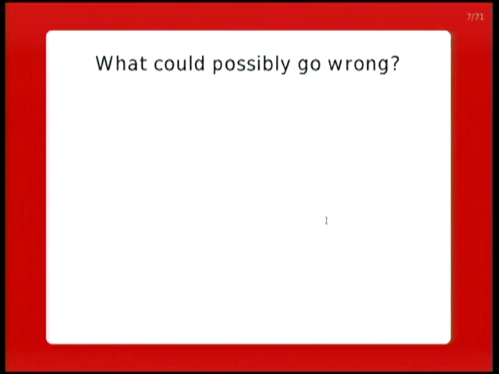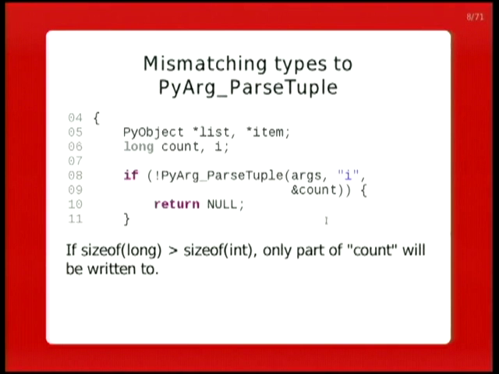So what could possibly go wrong? First of all, PyArg_ParseTuple. It takes a format string and a variable number of arguments. So the C compiler has no way of doing the type checking to compare that the format string that describes those types actually matches the types that are passed in. Now, we said i, and that means it's a C int variable.